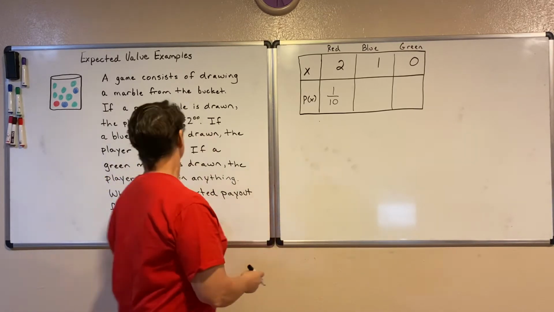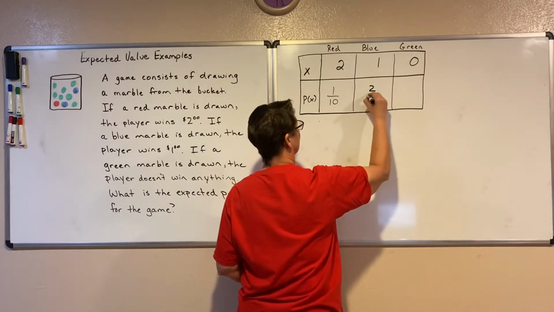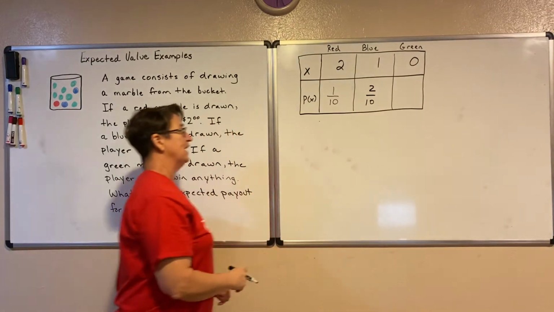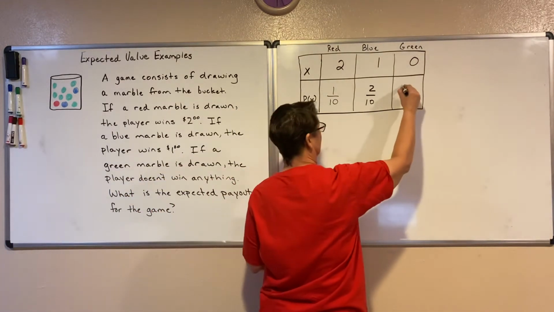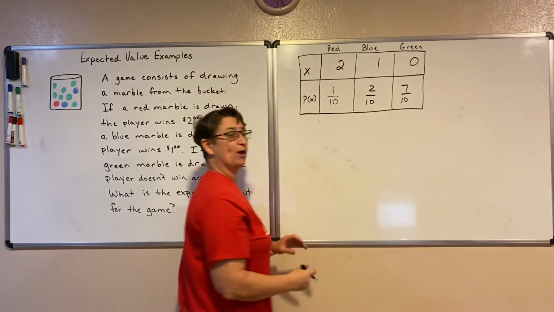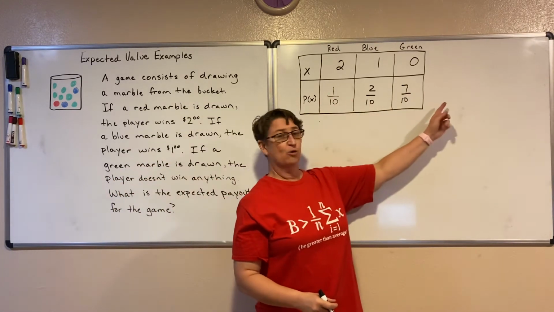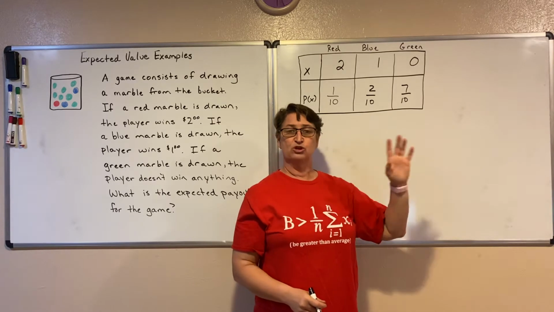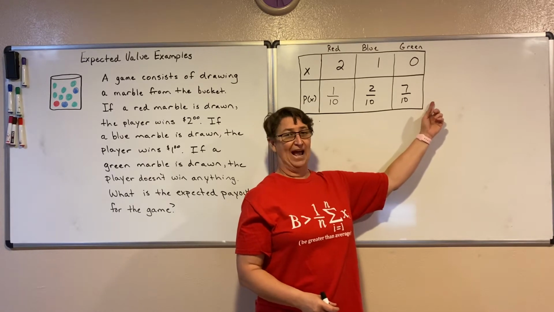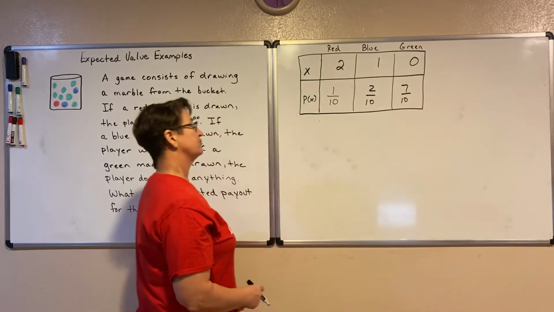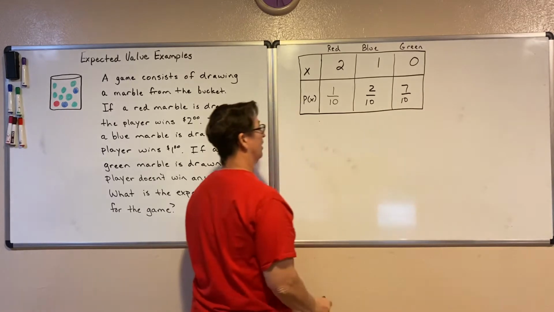The blue, there are 2 out of the 10 marbles that are blue. And the green, well, the rest of them are green, so that makes 7 out of 10 that are green. By the way, when you make your probability distributions, your probabilities should always add up to be 1. So you can check to make sure that your probabilities are correct by making sure that it adds to 1. And here it does, 1 plus 2 plus 7 makes 10 over 10 is 1.